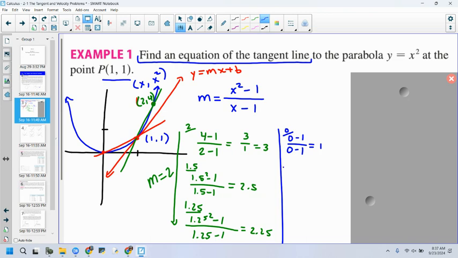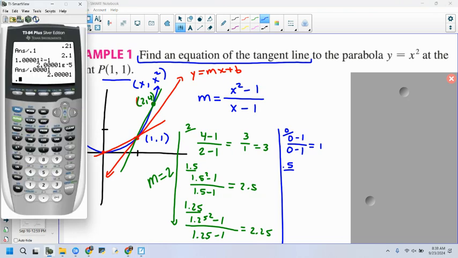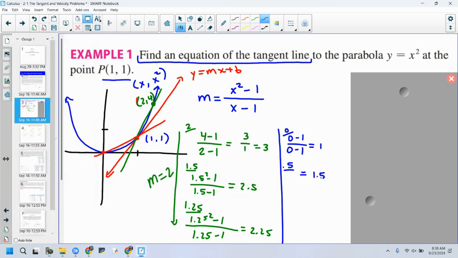So what if we went to 0.5? What if we keep getting closer to 1, but just from the bottom end? Well, that would be 0.5 squared minus 1. Now, the denominator is going to be divided by 0.5 minus 1, right? So negative 0.5. That's 1.5. Okay, so it makes sense. I'm growing a little bit.